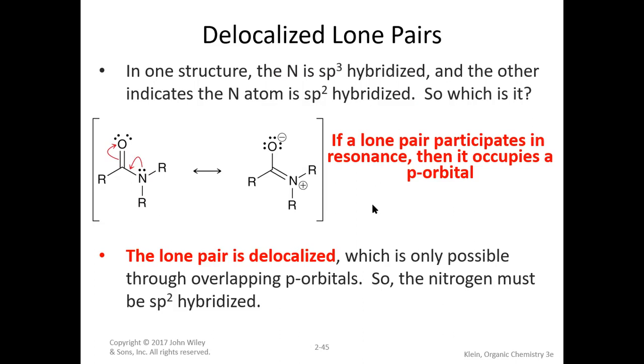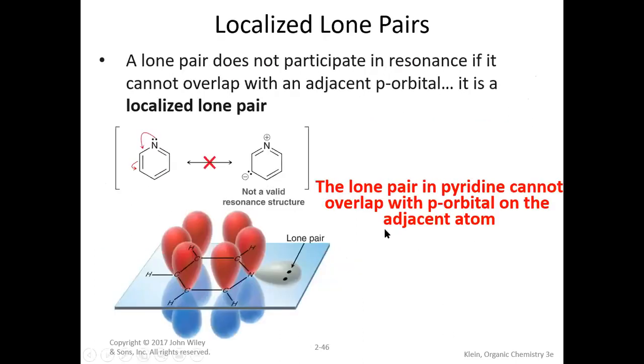So now on this wonderful page, a lone pair does not participate in resonance if it cannot overlap with an adjacent p orbital. It is a localized lone pair. So this is a compound called pyridine, right? Pyridine is an interesting compound.